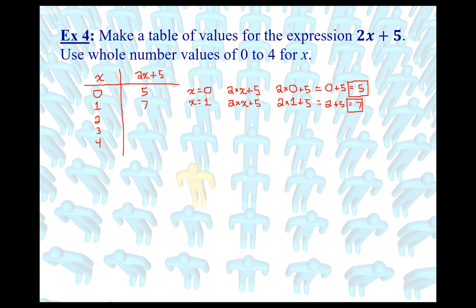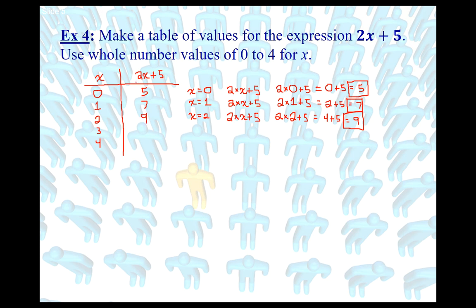We'll do one more, and then we should be able to identify the pattern after that. So then we have x is equal to 2. Go to my expression, 2 times x plus 5. We're going to replace x with 2, so we go 2 times 2 plus 5, which is equal to 4 plus 5, which is going to then be equal to 9. So we have 5, 7, 9.